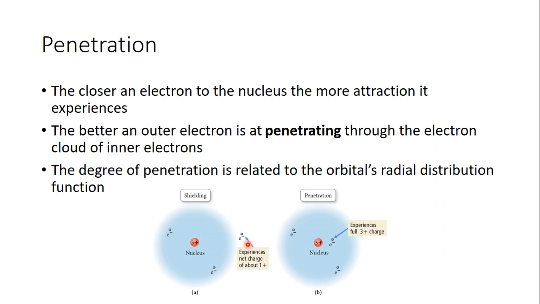Now sometimes electrons from outer shells can move into the inner shells so they can feel the full charge of the nucleus, and that's called penetration. You can imagine that this blue is just a field of negative charge, and sometimes the electron can get enough energy to penetrate that field and be right next to the nucleus. That is what is called penetration.